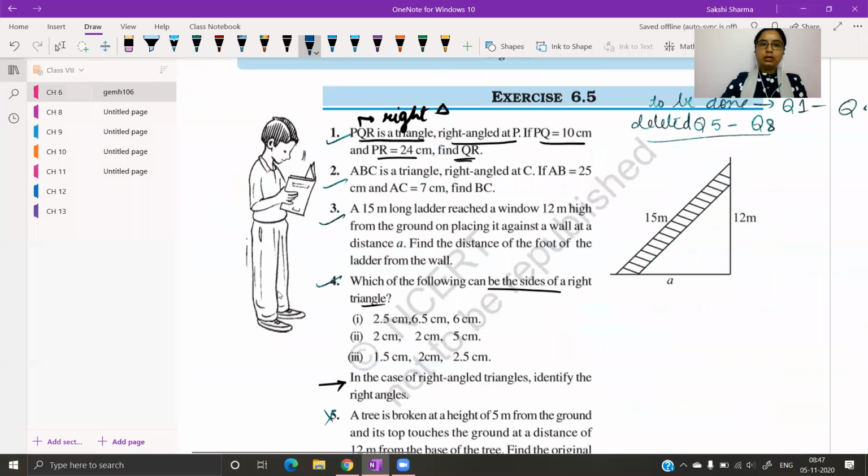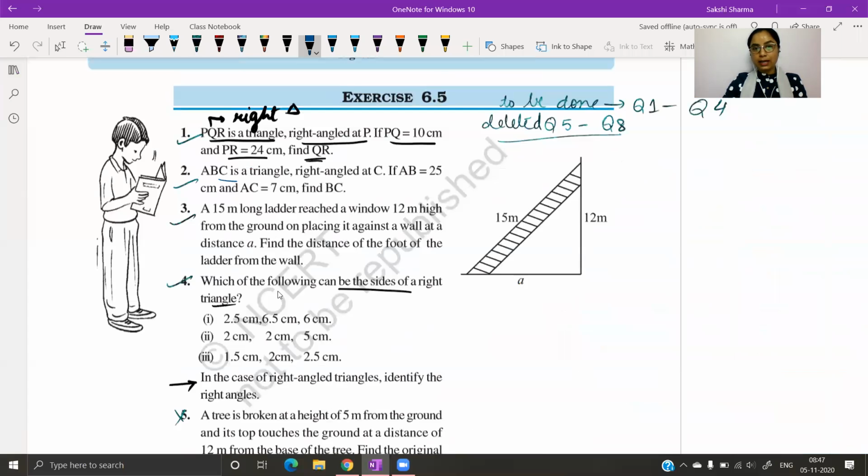Question number 2. Again, we have a triangle which is right angled at C. Now this means the triangle is right triangle. So we can use Pythagoras property. It looks like the previous question. AB is 25 centimeters, AC is 7 centimeters. Find BC. So you want to draw the triangle.